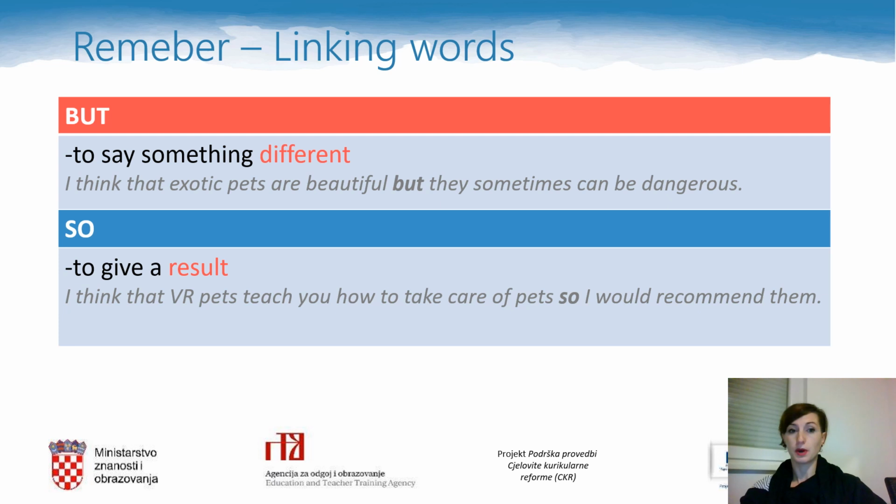We use but to say something different to what we already said. For example, I think that exotic pets are beautiful, but they sometimes can be dangerous. And we use so to give a result. For example, I think that VR pets teach you how to take care of pets, so I would recommend them.